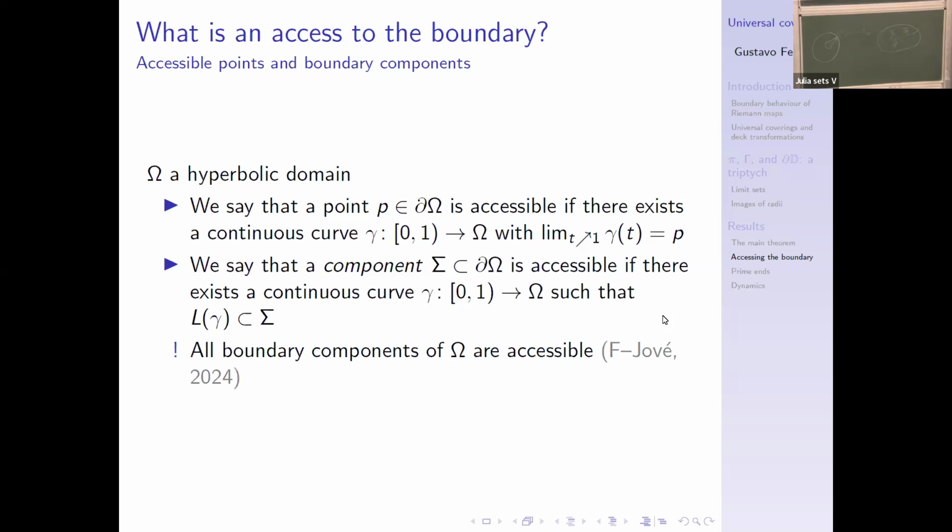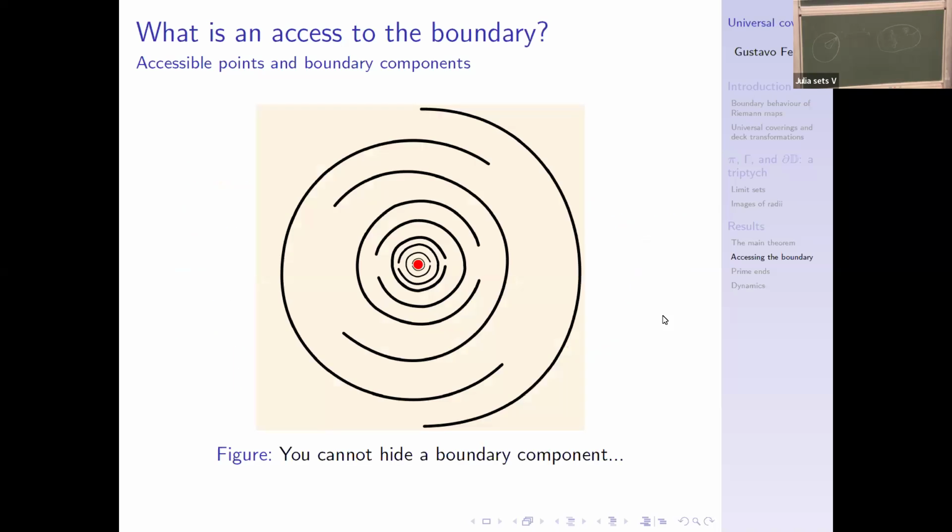And an immediate corollary of the theorem that we saw before is that all the boundary components of any hyperbolic domain are accessible. Which means that if I have a domain like this, the Riemann sphere minus a bunch of reefs and minus the origin, this red dot here is accessible. There exists some curve in my domain that avoids all the reefs and lands at this point.